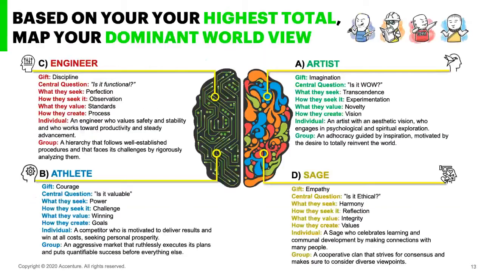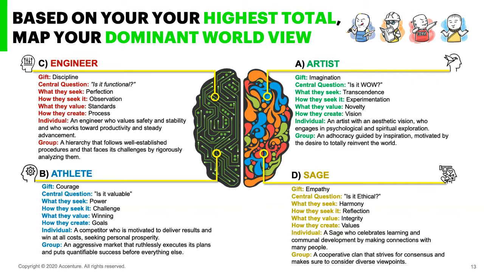Based on your highest total, map your dominant worldview. Either you are an engineer, an artist, an athlete, or a sage. As for myself, I'm an artist. I always envision what's next and I always stay crisp. I'm a visionary in a way.